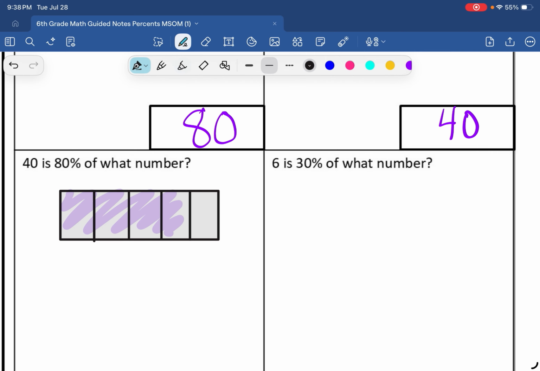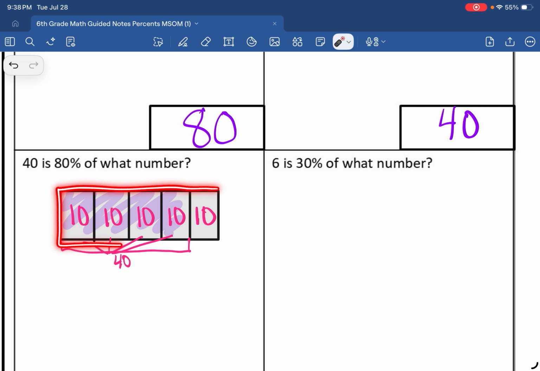So it's telling me that 40 is 80%. So this is 40. So I have to take 40 and divide it up into those boxes. 40 divided by 4 is 10, but that also means this section is 10 as well. So my whole is 10 times 5, which is 50.